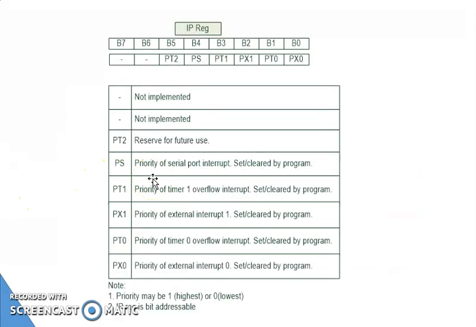Next, we have the IP register, which stands for interrupt priority register. This is set if we are using more than one interrupt at any certain moment in our program. So if you are using two interrupts at the same time, let's say external interrupt 1 and external interrupt 0, we need to set which of those two interrupts is going to be the main priority interrupt. If we set external interrupt 0 as the highest priority interrupt, external interrupt 0 will have the priority of running first if a situation occurs where both interrupts need to run at the same time. So IP is used to set the priority of interrupts if you are using more than one interrupt.